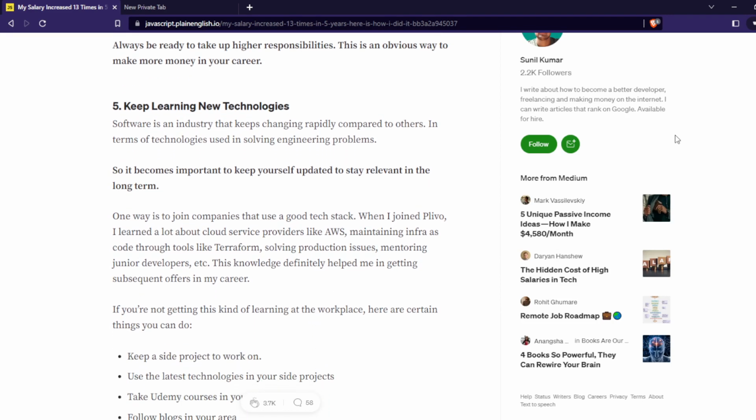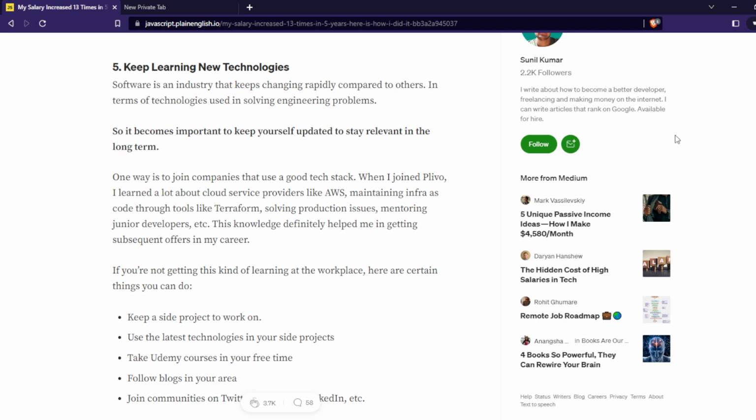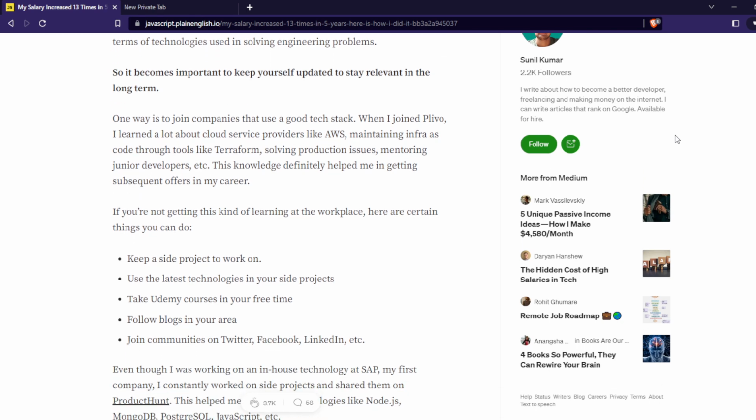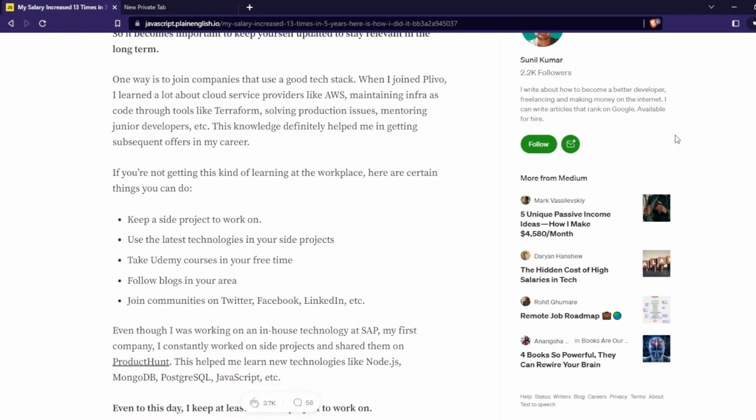Software is an industry that keeps changing, so it's important to keep yourself updated for the long term. One may join companies that use a good tech stack. When I joined Believe, I learned about cloud service providers like AWS, implementing infra as code through tools like Terraform, solving production issues, mentoring junior developers, etc. The knowledge definitely helped me get accepted. If you're not getting this kind of learning at your job, one thing you can do is keep a side project to work on.